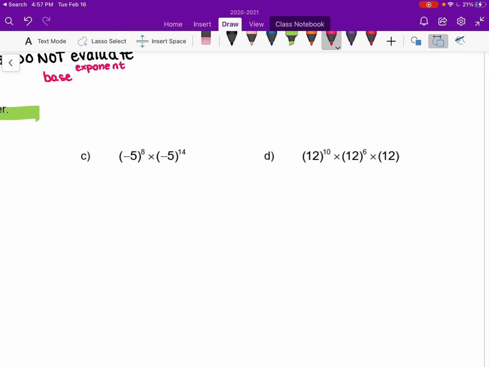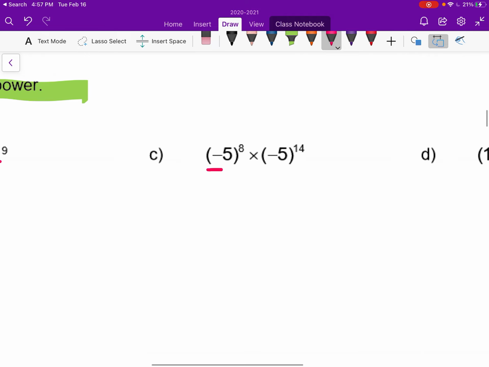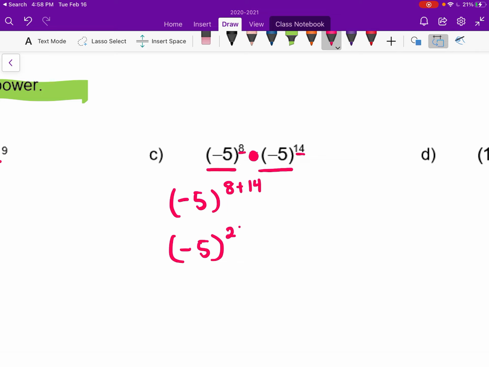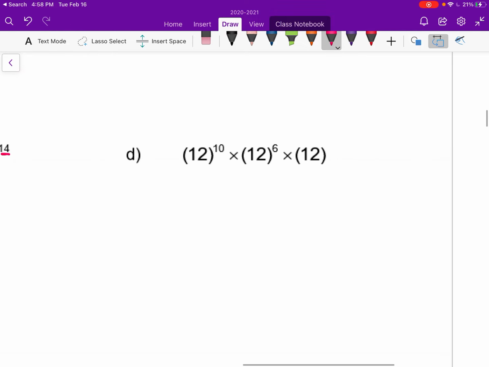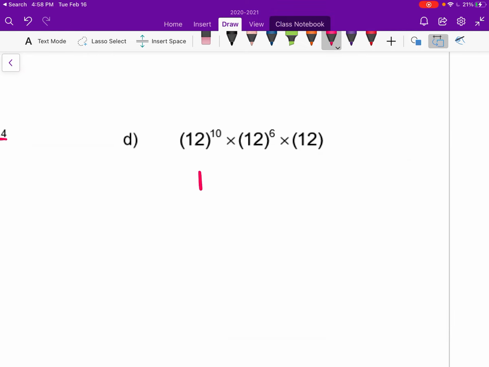Okay? So then here again, I have the same base. I have a -5 and a -5, so I'm going to leave it. It's multiplied, which means I can add the exponents. So I'm going to do 8 plus 14. 8 plus 14 is 22, so it's going to be -5 to the power of 22. And again, I'm not going to calculate that because I want it as a single power.